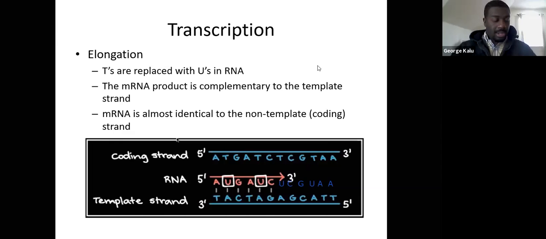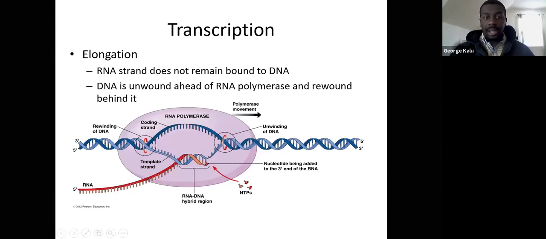Okay, so when we're going through this process, the RNA that we produce is initially going to be bound to the DNA nucleotides at the template strand. Now, eventually, that RNA is going to unbind from it, and then it's going to be its own thing. It's going to have its own individual structure. So it's not going to remain bound to DNA.